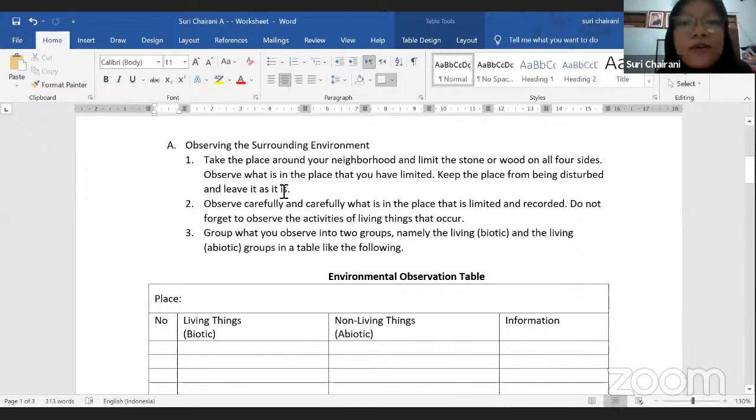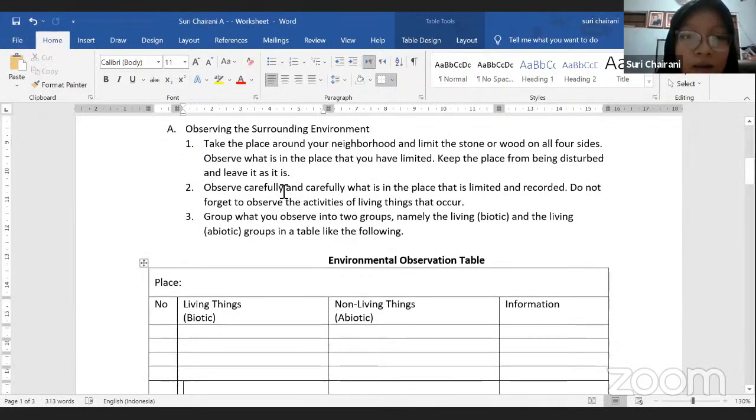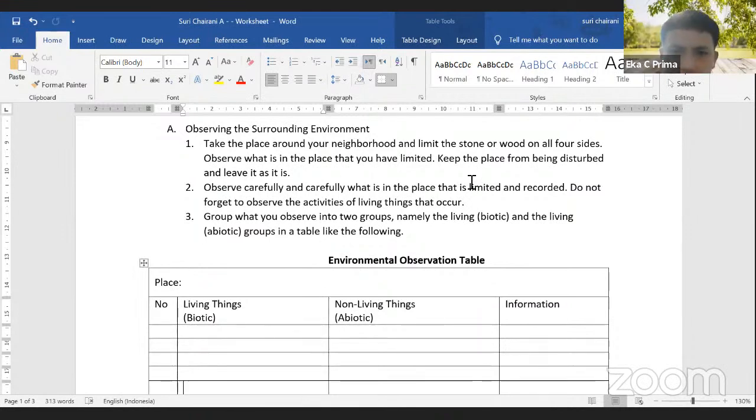the instruction is changed to school. Okay. Then observe carefully in a little place. So they should make a little square, about 40 times 40, and record all the activities, living things that occur.